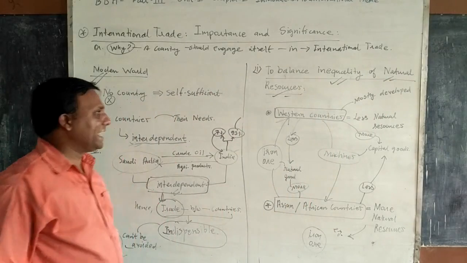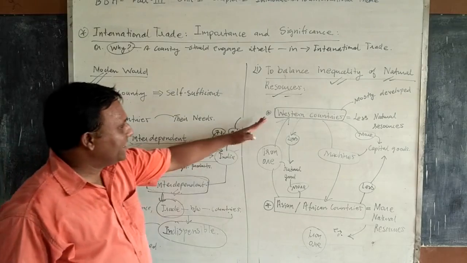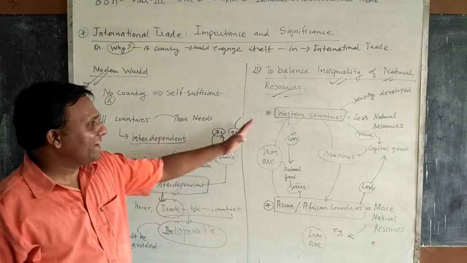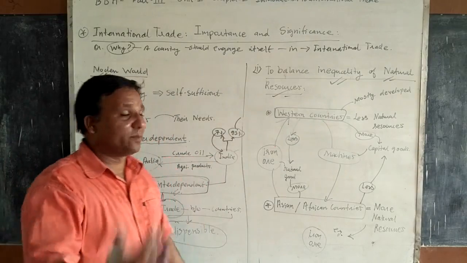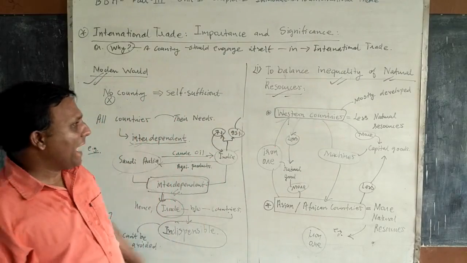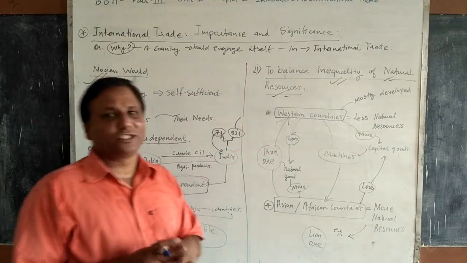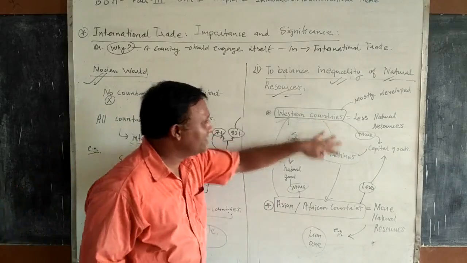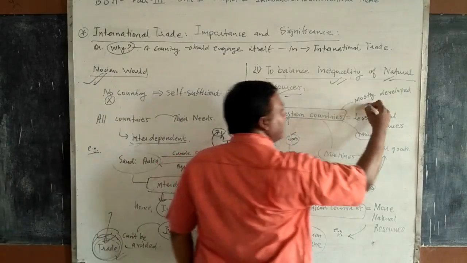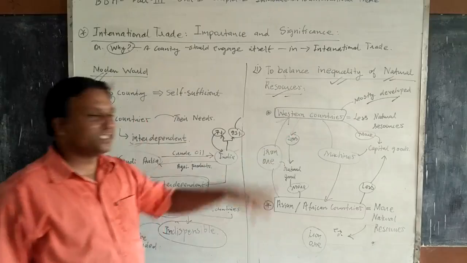For example, on one side I am taking Western countries, mostly America, Canada, and mostly European countries, mostly developed countries. In these countries there are fewer natural resources. Natural resources are very few in those Western countries. These countries are mostly developed, yet natural resources are very few.